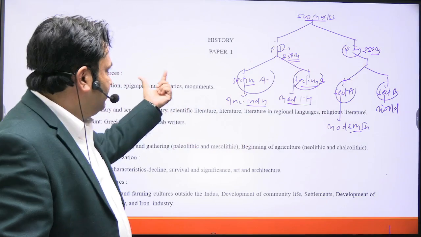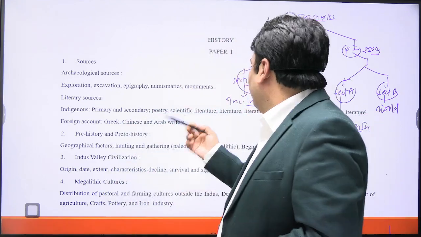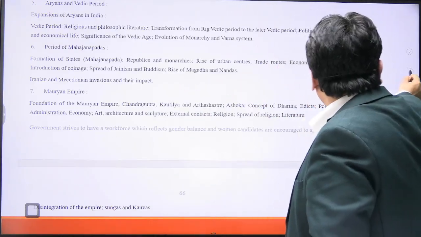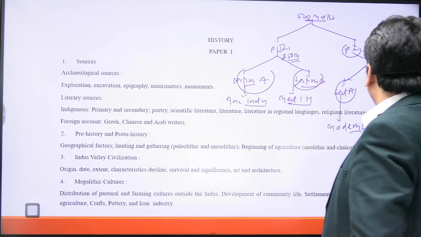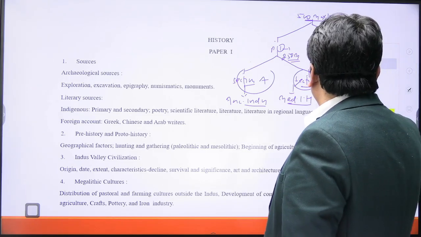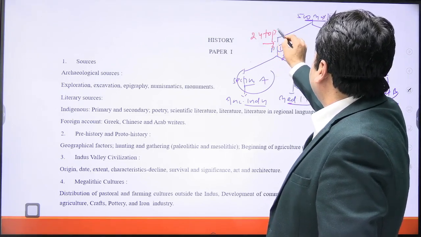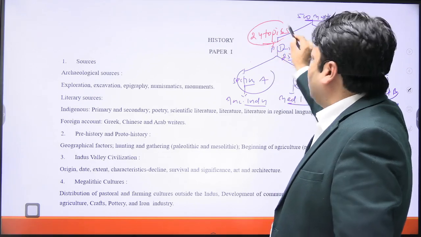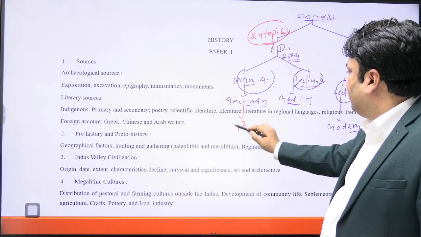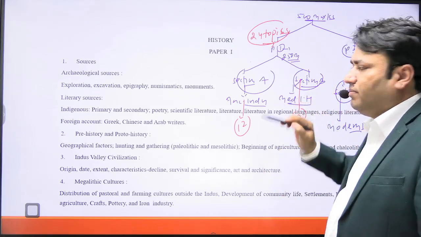In your syllabus, the syllabus that has been given by UPSC, you will find that paper 1 consists of 24 topics. So the total number of topics here is 24. Out of these 24 topics, 12 topics are from ancient Indian history and 12 topics are from medieval Indian history.